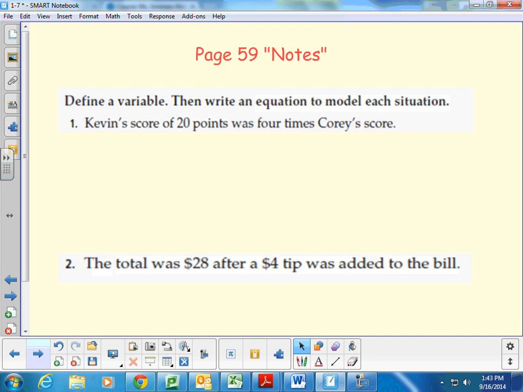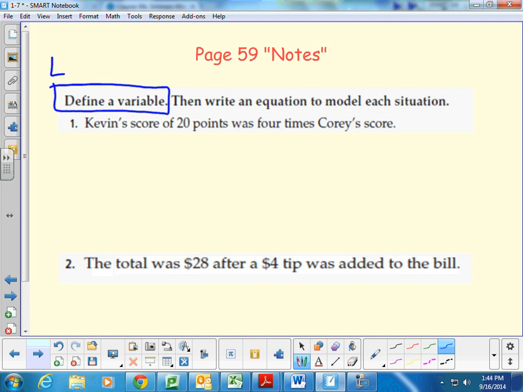We're jumping over to page 59 in your textbook for following along. I'm going to just look at my directions quickly. My directions tell me to define a variable. Defining something is when you state what it means. So every time I determine a variable, I'm going to put the letter out there. In this case, I could say V stands for variable. You're always going to want to say what your variable stands for, so it's very clear what the problem means. Then you're going to write the equation to model the situation.